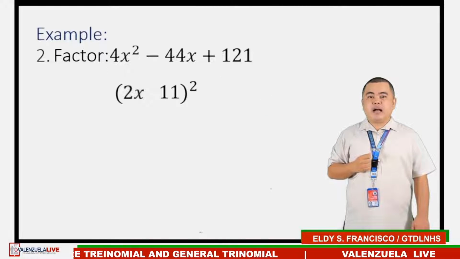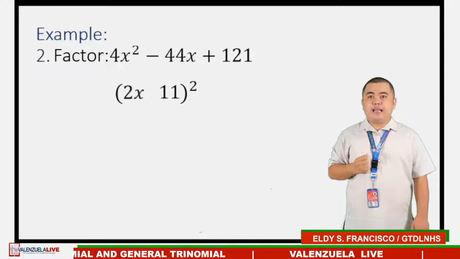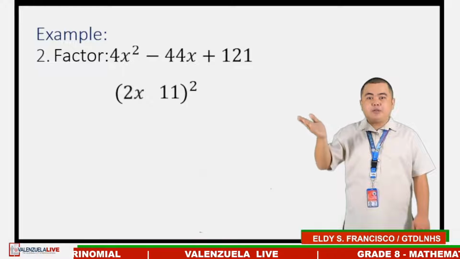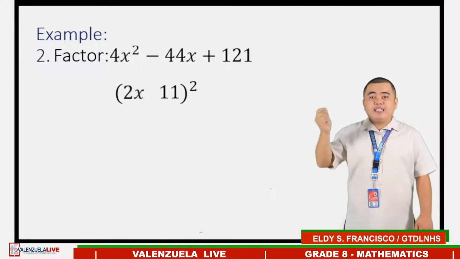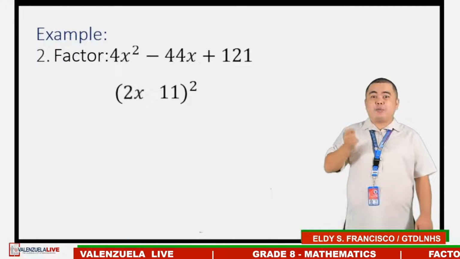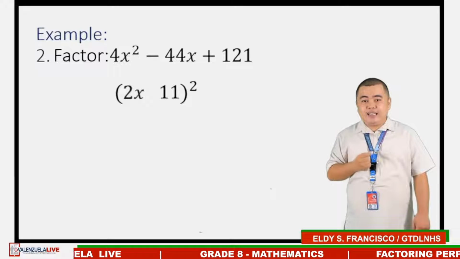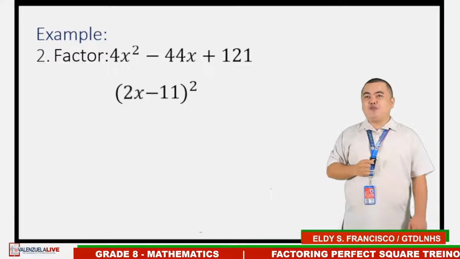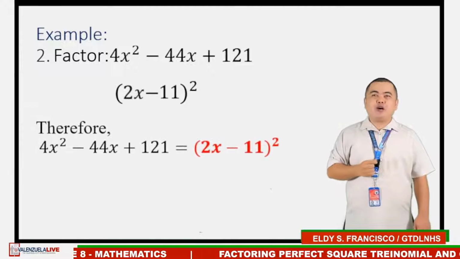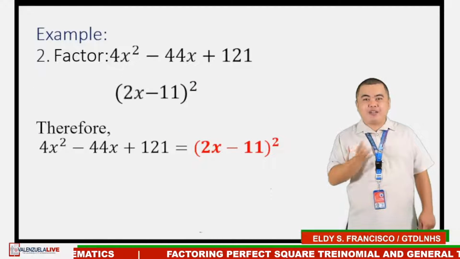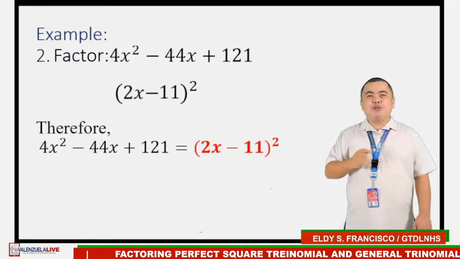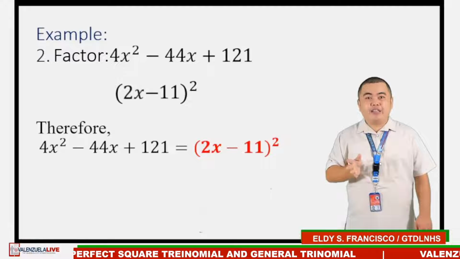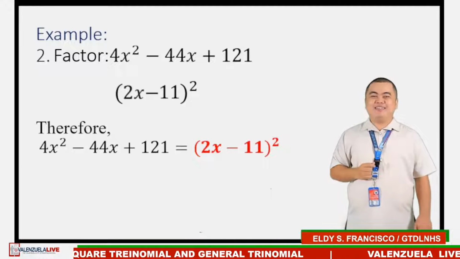And then, the sign between the two terms of the square of binomial is the same as the sign of the middle term of a perfect square trinomial. And that is a minus sign. Very good. Therefore, 4x squared minus 44x plus 121 is equal to the square of binomial 2x minus 11.